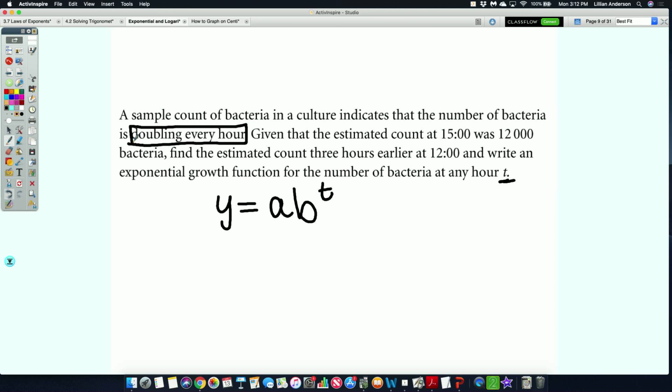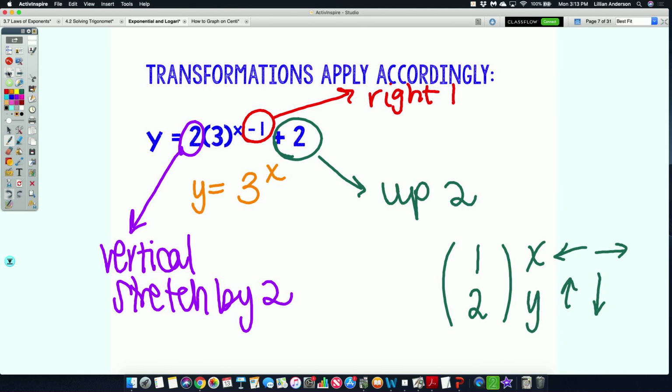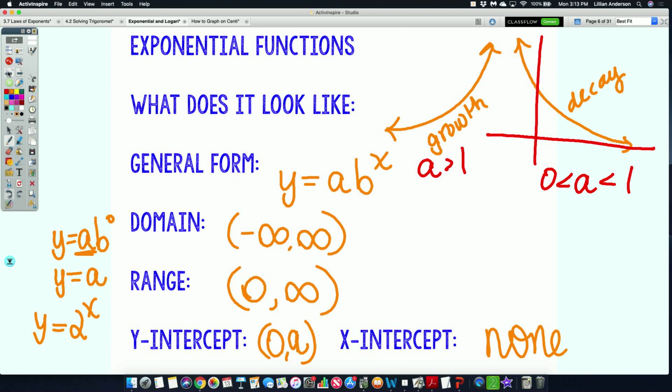So when you think about an exponential function, whatever the exponent is applying to is like the scale factor which is either increasing or decreasing. That's what causes it to be growth or causes it to decay, is that base.